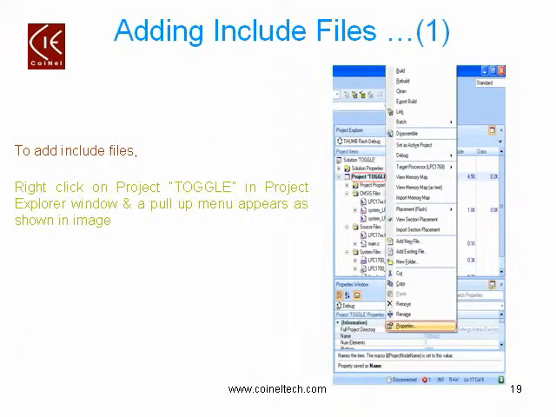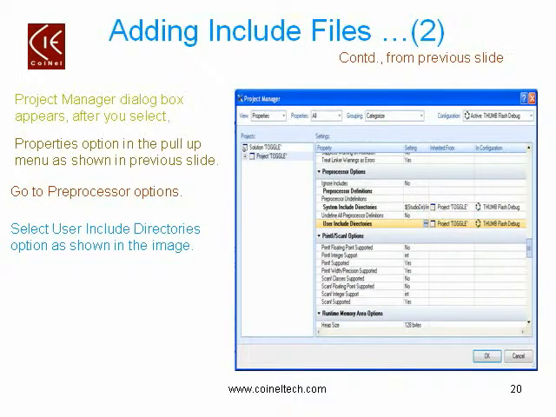Adding include files. To add include files, right click on the project, that is toggle, in the Project Explorer window, and a pull-up menu appears as shown in the image. In this, select the Properties option. When you click on the Properties option, the Project Manager dialog box appears as shown in the slide.